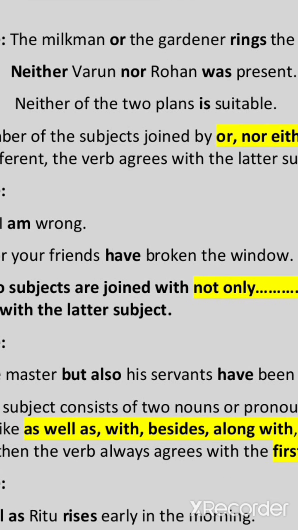Neither of the two plans is suitable. Again, neither of the two plans. No plan was suitable. It means we are referring to each one of them separately.